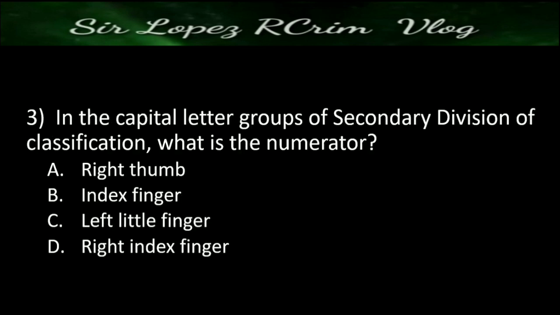Number 3. In the capital letter groups of secondary division of classification, what is the numerator? Letter A, right thumb, letter B, index finger, letter C, left little finger, or letter D, right index finger.